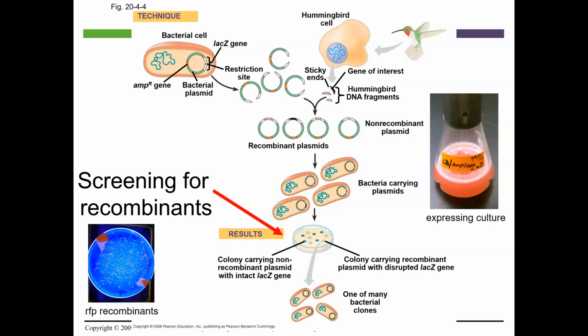This figure from your book is illustrating a process of genetic engineering that is used fairly commonly by researchers today. In the example that's shown here, we're looking at genes that came from a hummingbird. The researcher must be looking for a specific gene that does something interesting in hummingbirds, but you could substitute any organism of interest for the hummingbird.